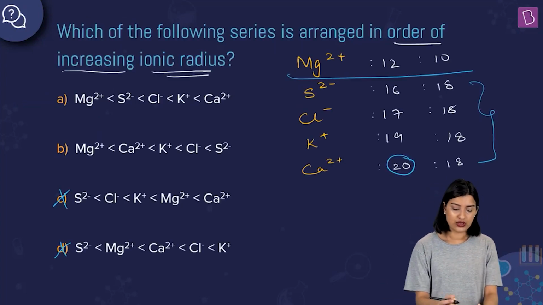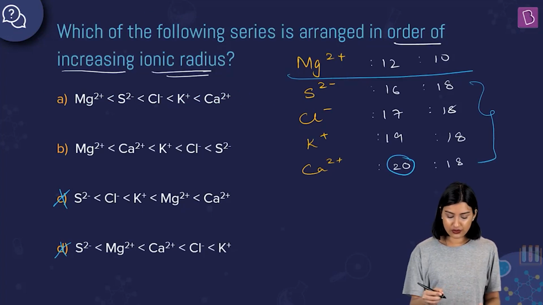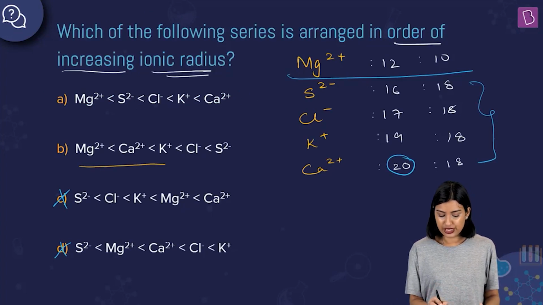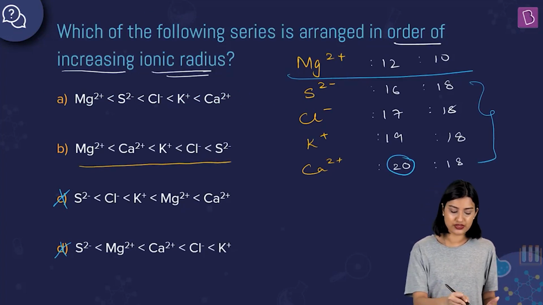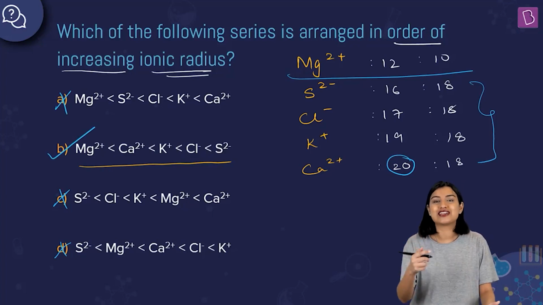So now let's look for this order. You have magnesium 2 plus as least, followed by calcium 2 plus, potassium plus, chloride and sulfide. So option B is going to be the right answer. A can be discarded. Option B is the right answer to this question.